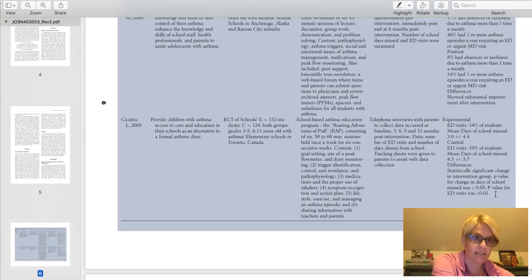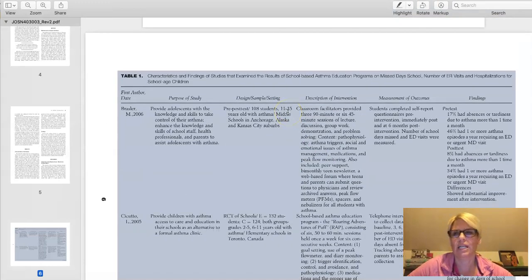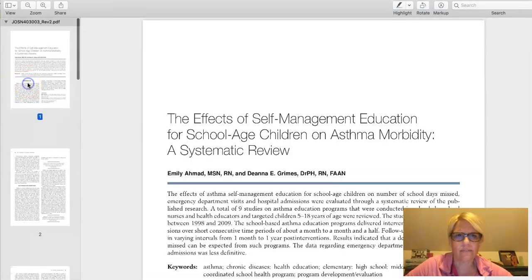So that is a significant difference. According to those findings, this intervention, the Roaring Adventures of Puff, made a significant difference between the intervention and the control group. So I think this is the study you'll have. Yeah, this is the one that we've been looking at.